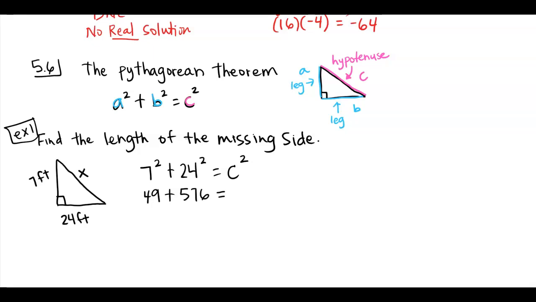And that is what we're trying to find. We want to know what c is, not c squared. So we're going to try and solve this for c. So it's really important to make sure you put that c squared. So we've got 49 plus 576 equals c squared. Let's add these together, which is going to give us 625 equals c squared. Right?